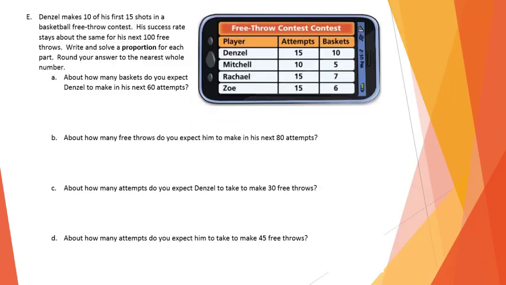Your final problem is about free throws. So Denzel makes 10 out of his first 15 shots, and his success rate stays about the same for his next 100 free throws. So I could think about how this is kind of like a ratio of 10 out of 15 when it comes to free throws. These are his successes, I guess I could say, and his attempts.